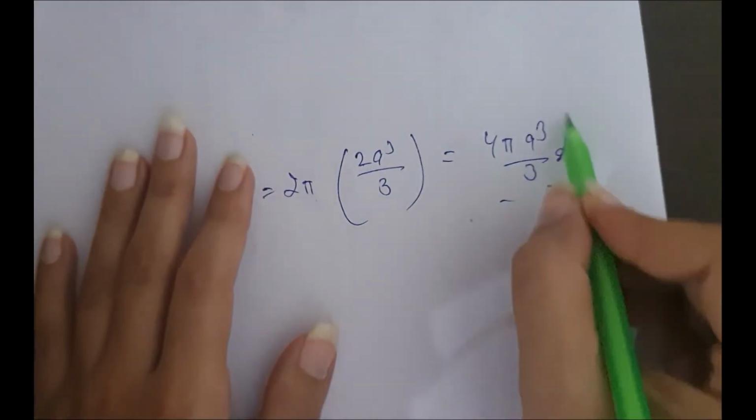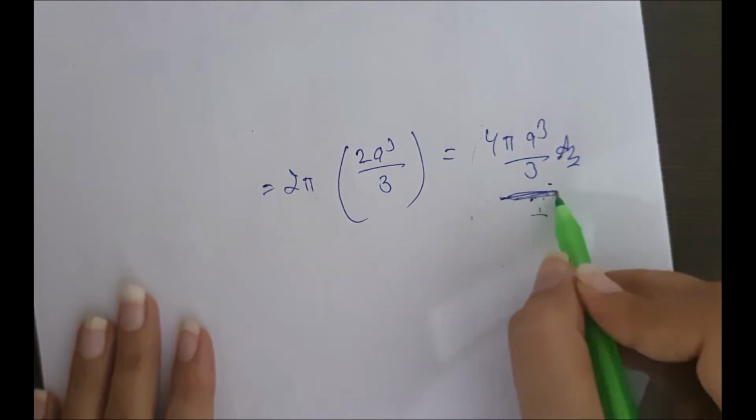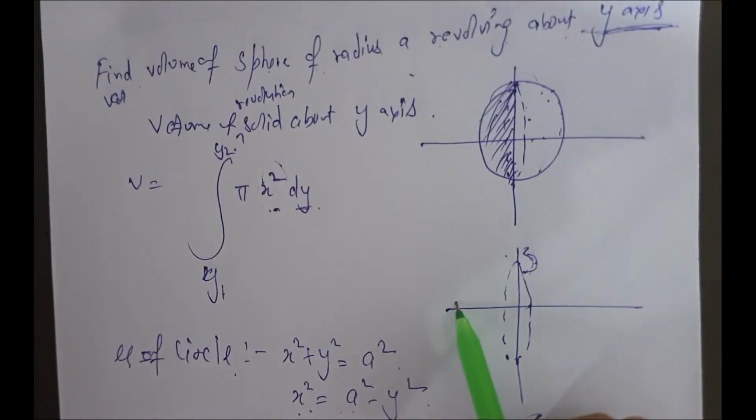So this comes out to be the volume of a sphere. We already know that the volume of a sphere is this, but we have to prove it with this method.